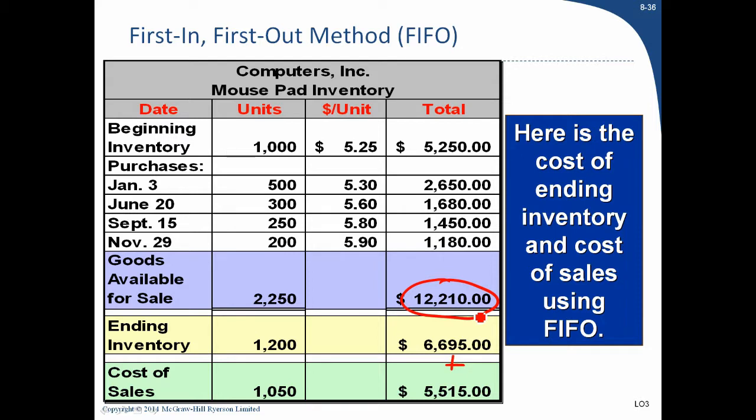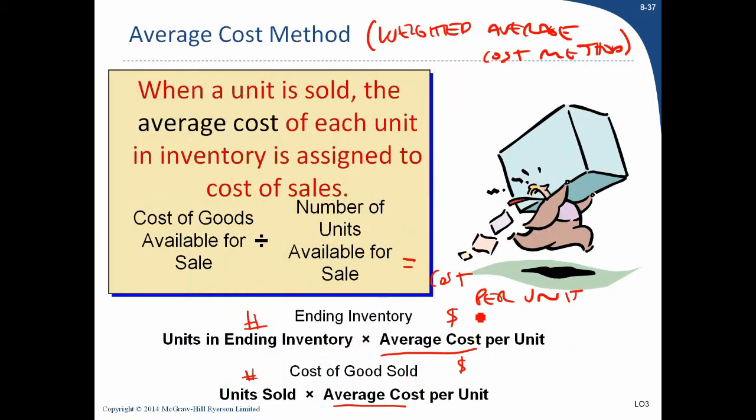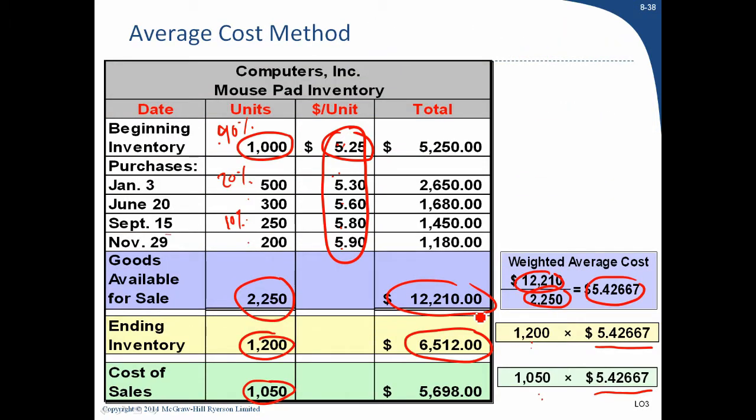Now, of course, if your ending inventory is higher, your cost of sales is going to be lower, right? In this case, ending inventory is lower, cost of sales is higher. We're still getting to the same goods available for sale. It's just how we're allocating it.